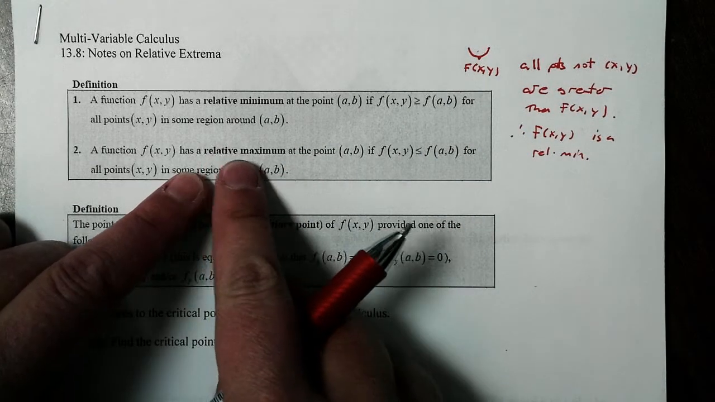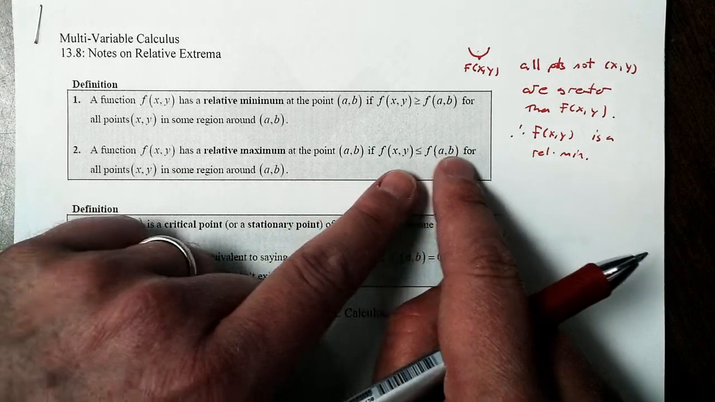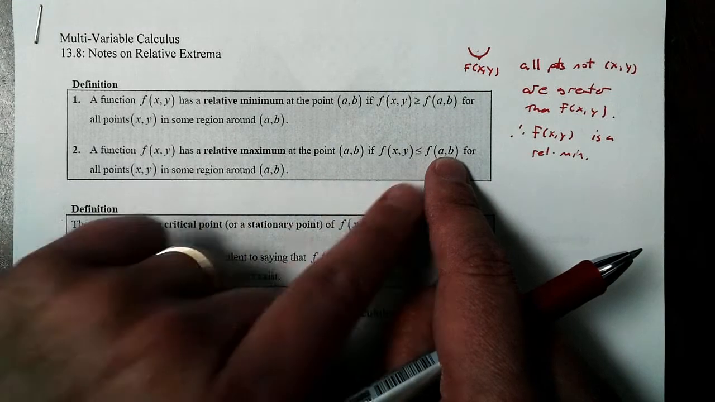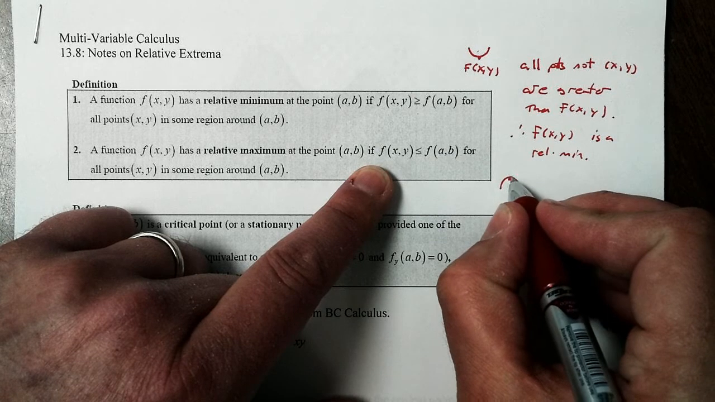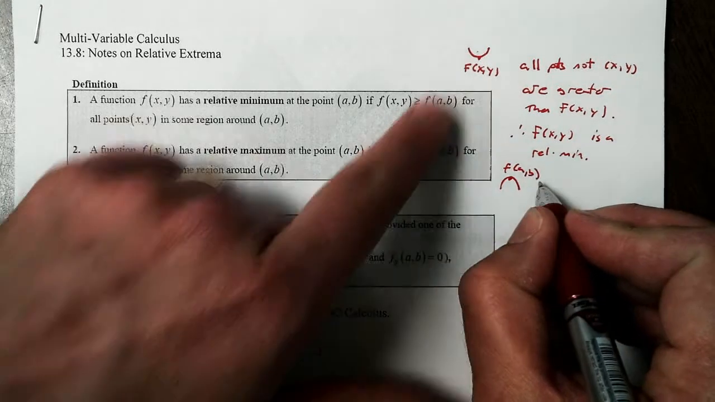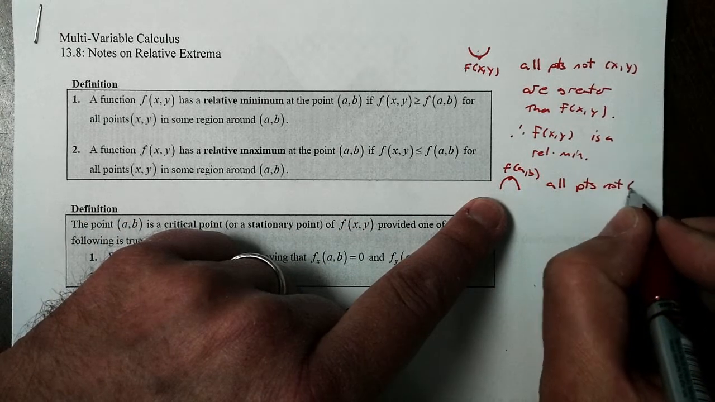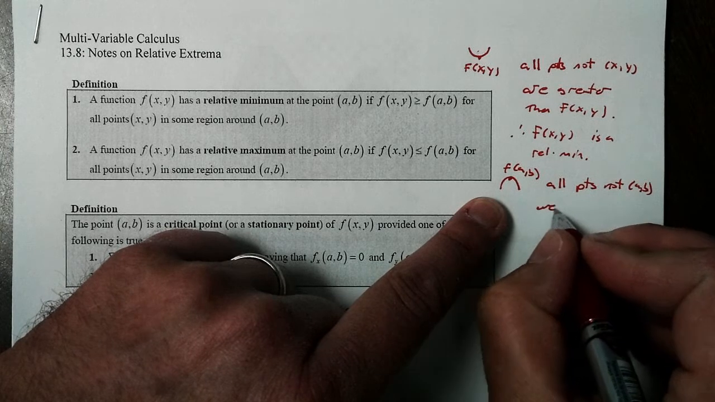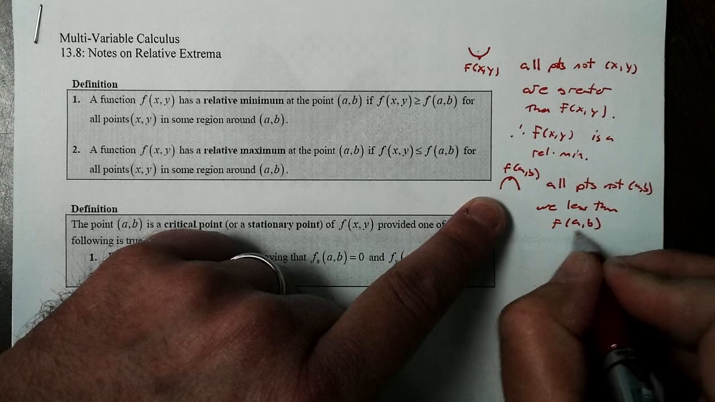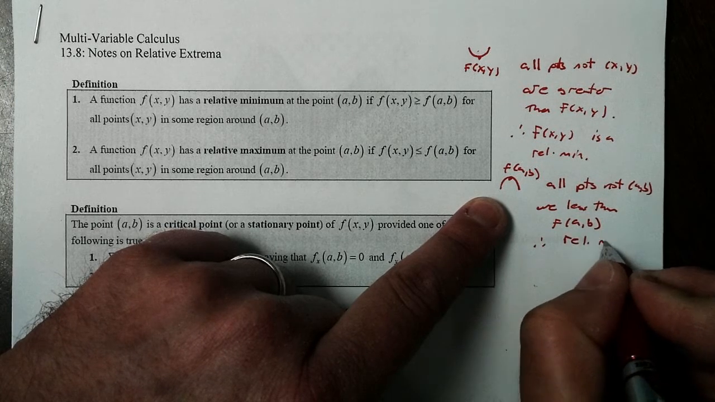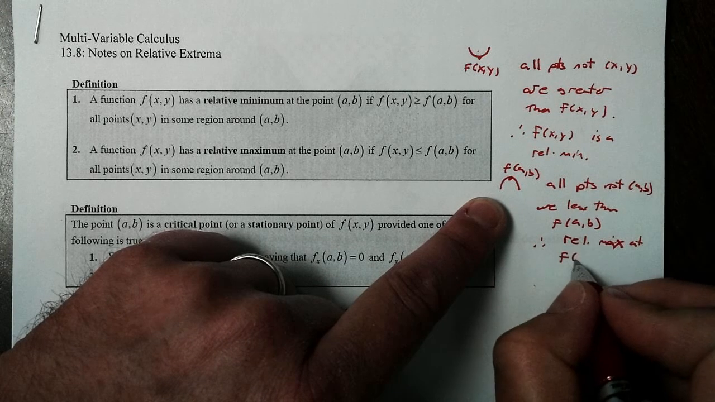Similarly, we can have a relative maximum if, at the point we are at, any point that is not the point where we're at is less than where we are. In other words, a relative maximum says, what if I'm up here? I'll use (a, b) this time. This is again saying all points not (a, b) are now less than the value at (a, b). Therefore, we have what's called a relative maximum at the point (a, b).